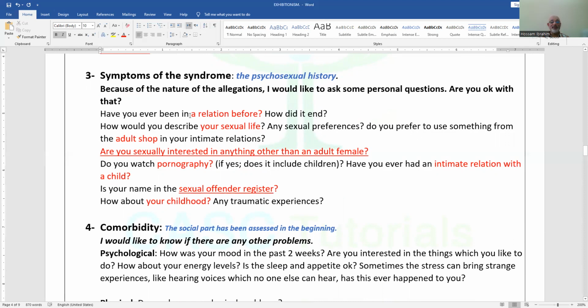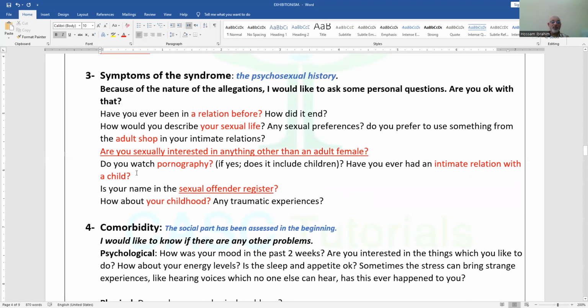And ask him if he has been in a relationship before. Then ask him how he would describe his sexual life, if there have been any sexual preferences, and whether he prefers to use anything from the adult or child. And there is a pivotal question: is there any sexual interest in anything other than an adult female? Definitely, if there is any other interest, it needs further assessment.